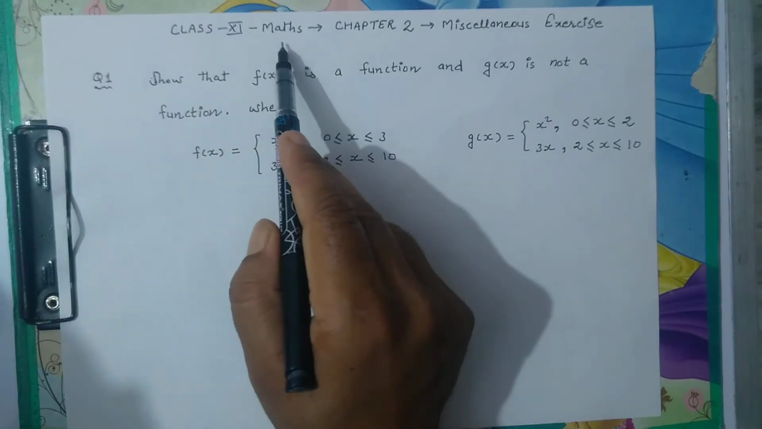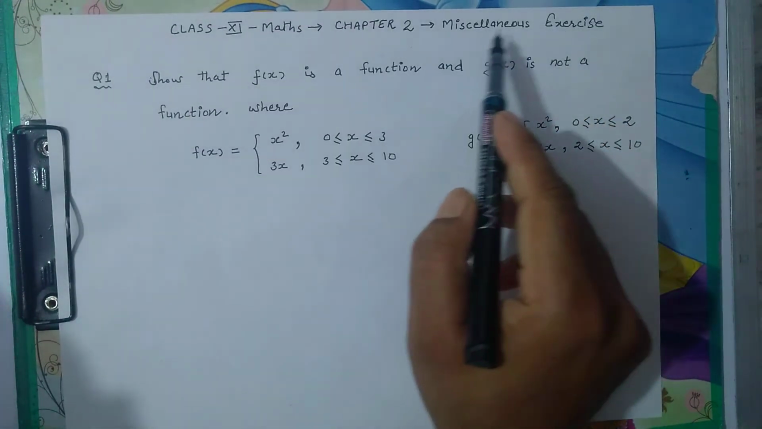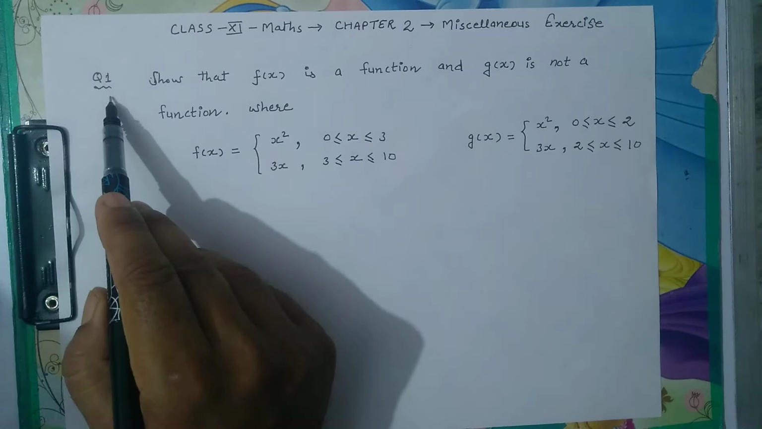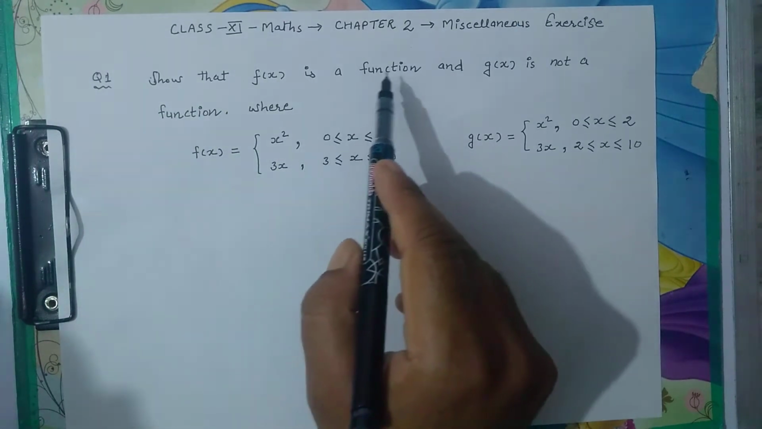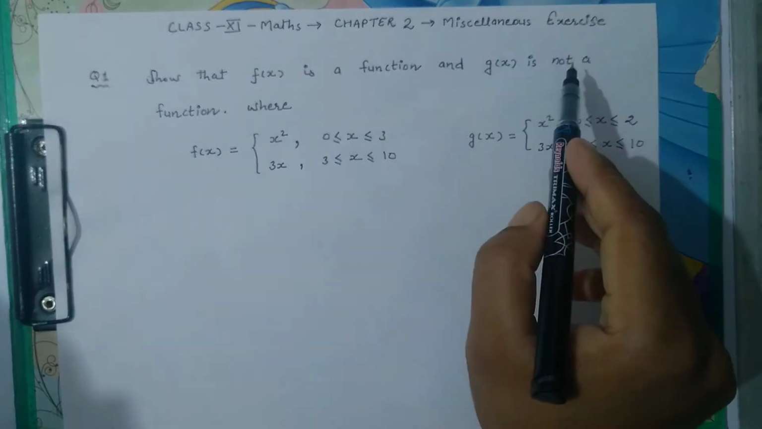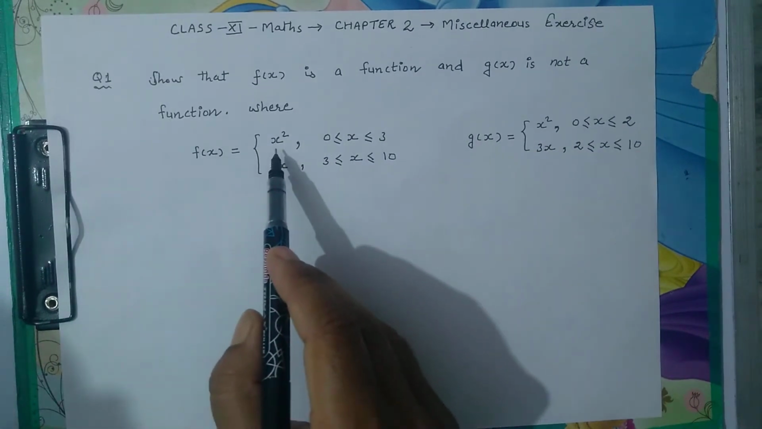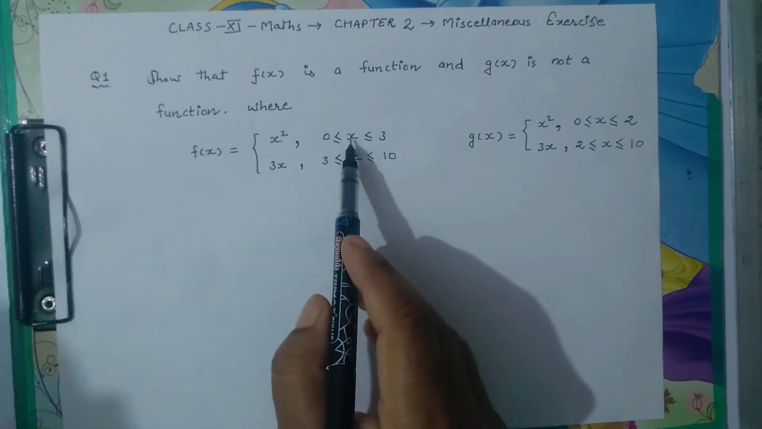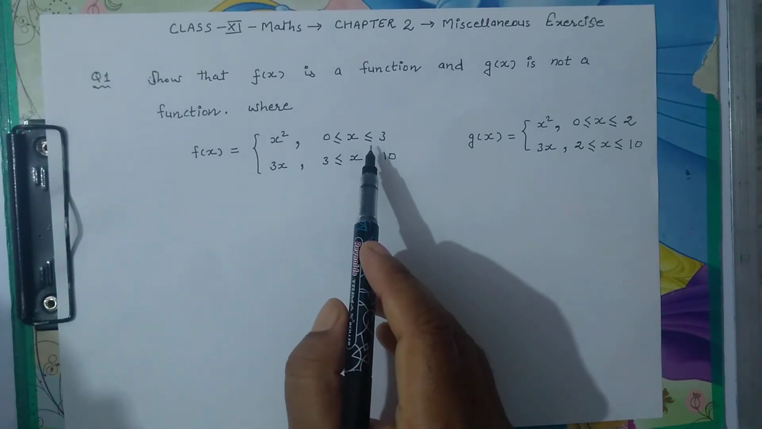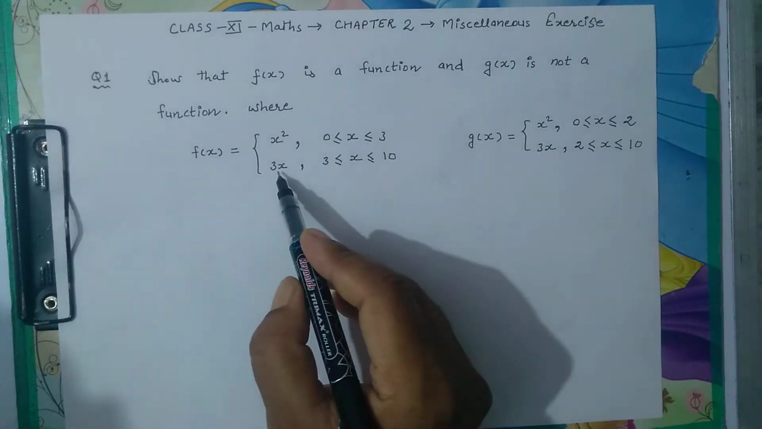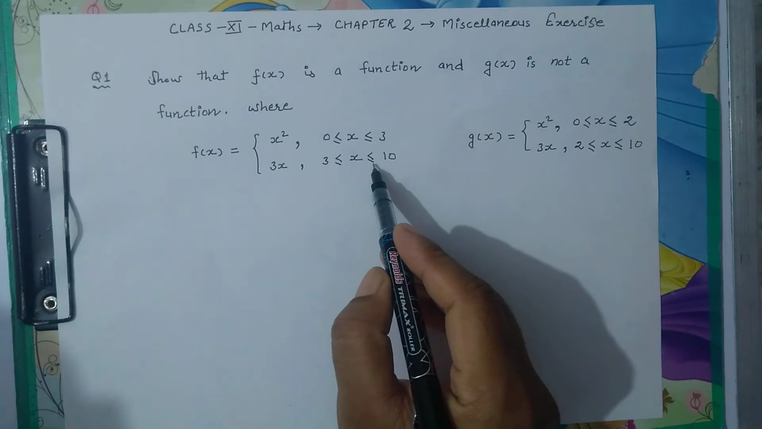Class 11 Mathematics, Chapter 2 Miscellaneous Exercise. This is the topic of the day. The very first question is, show that f of x is a function and g of x is not a function, where f of x is given as x square, where x is greater than or equal to 0, less than or equal to 3, and 3x, x is greater than or equal to 3, less than or equal to 10.